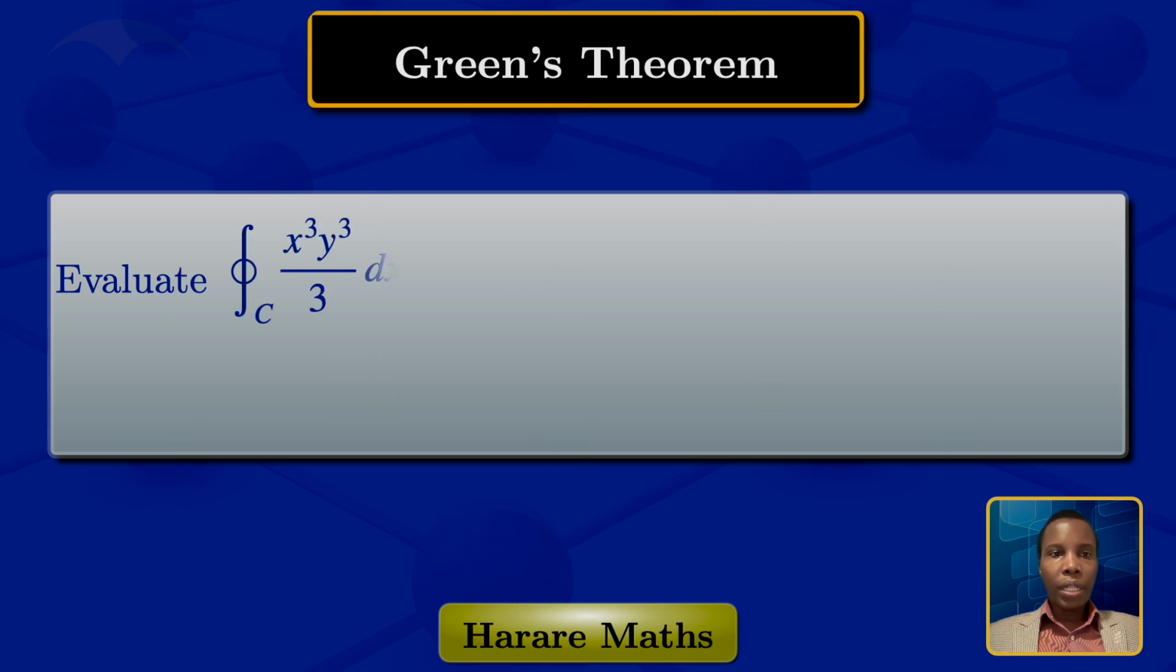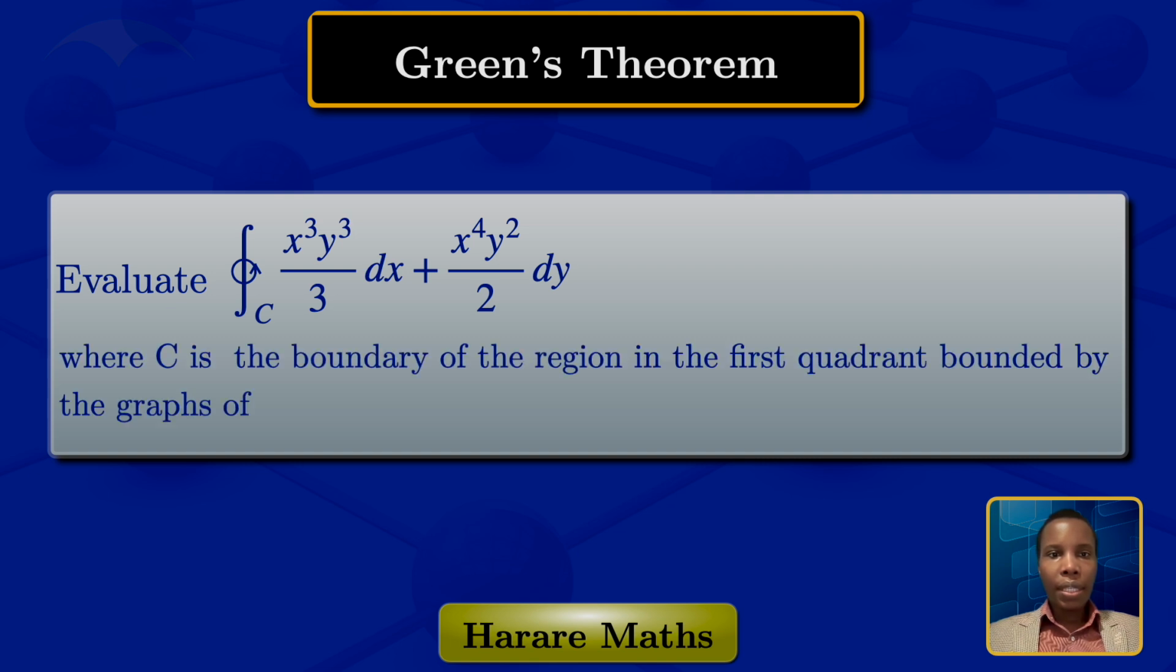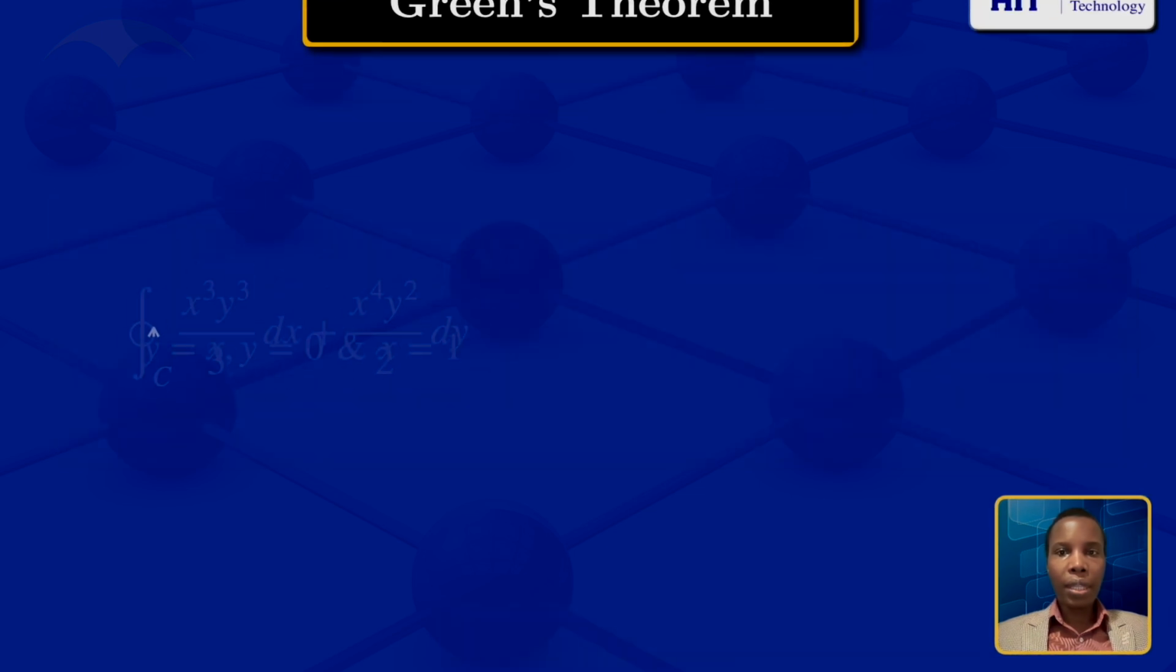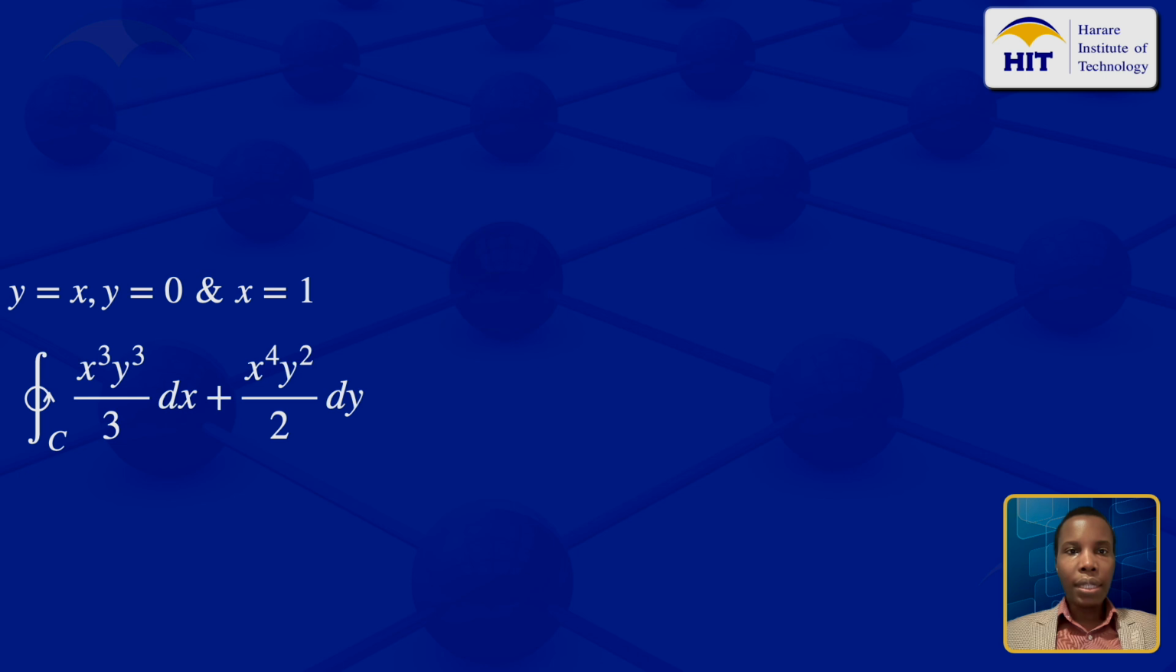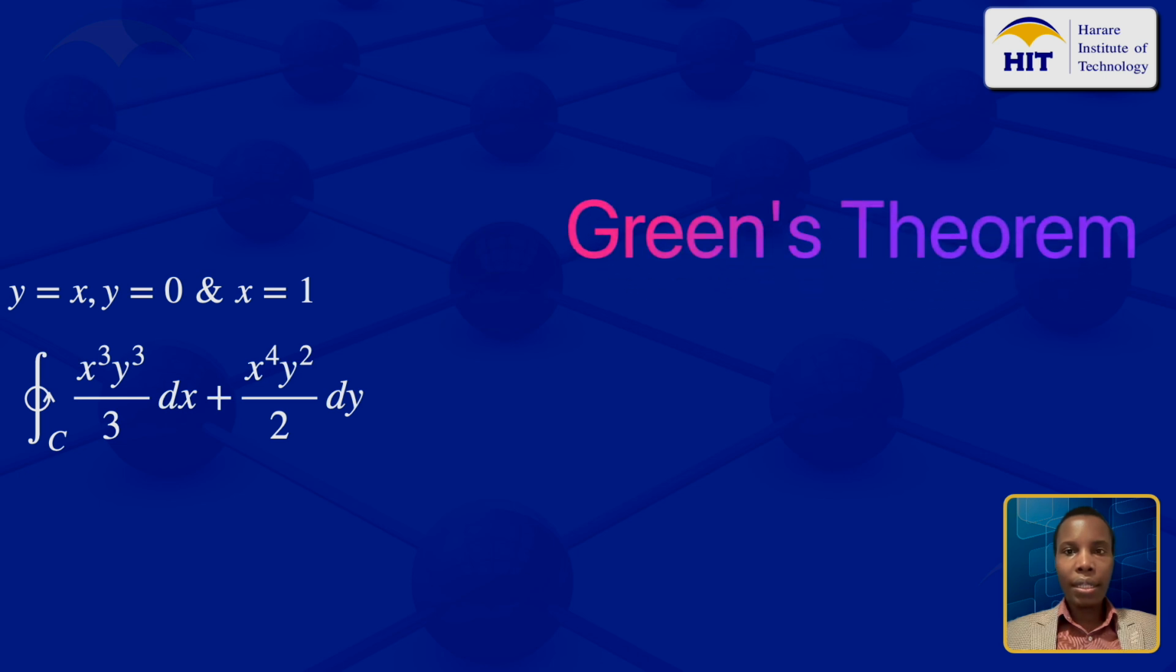I'm going to evaluate the integral of x cubed y cubed divided by 3 dx plus x to the power 4 y squared divided by 2 dy along the closed curve C in the positive direction, where C is the boundary of the region in the first quadrant bounded by the graphs of y equals x, y equals 0, and x equals 1. So we are given this integral here. To evaluate this integral, I'm going to use Green's theorem.